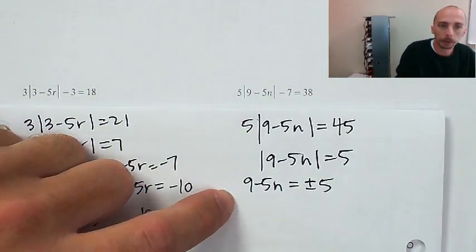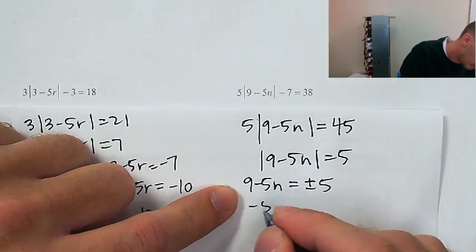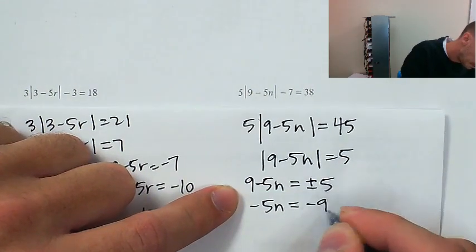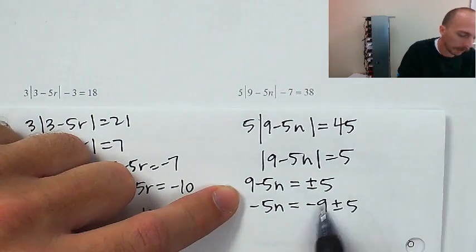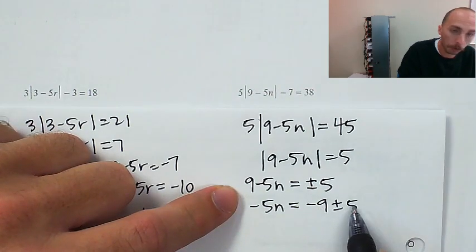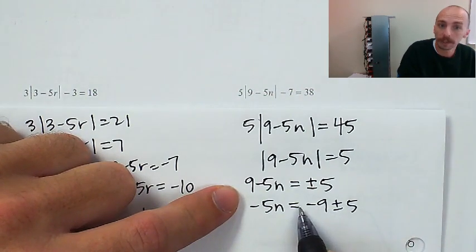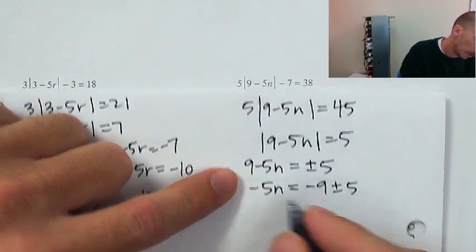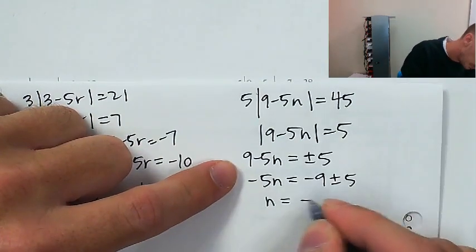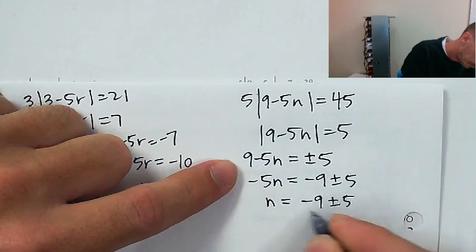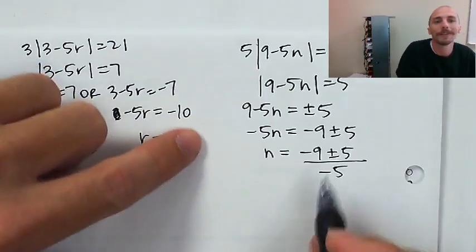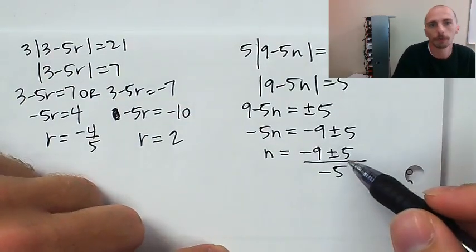Okay, and then I'm going to subtract 9 from both sides. And so I'm just going to say negative 9 plus or minus 5. So I know that's either negative 4 or negative 14. Okay, and then n equals negative 9 plus or minus 5 divided by negative 5. Okay, now that's not good enough. That's not good enough to be an answer for us.